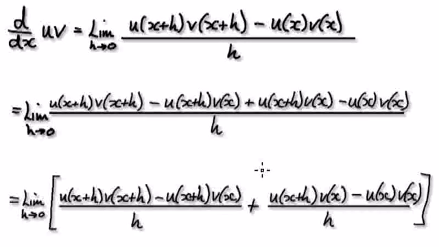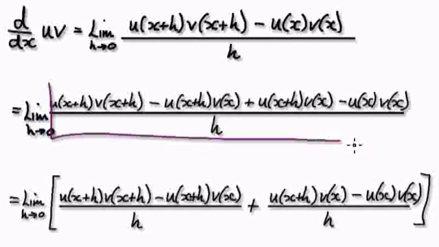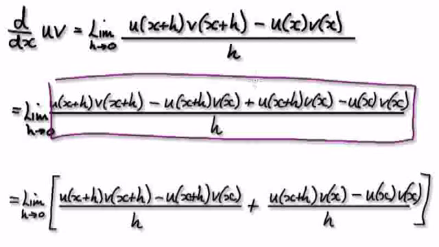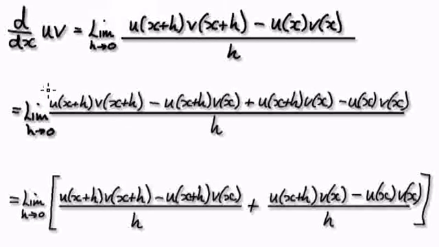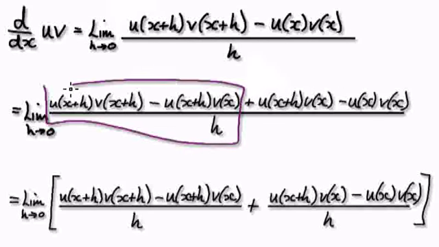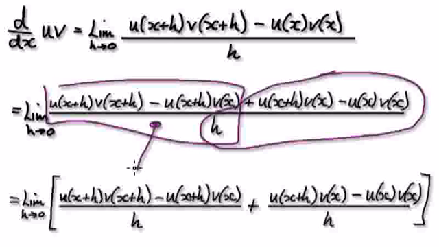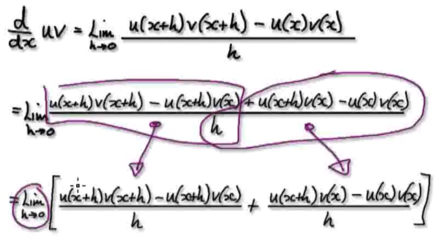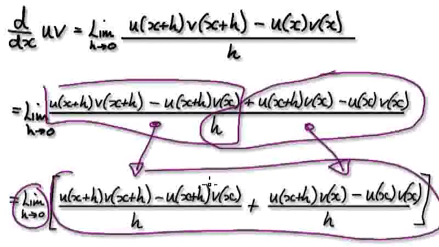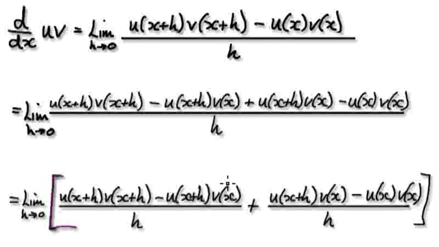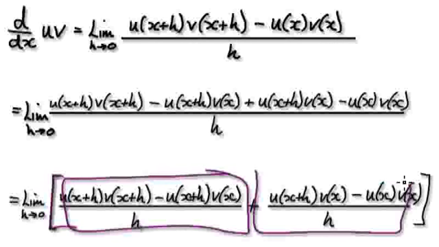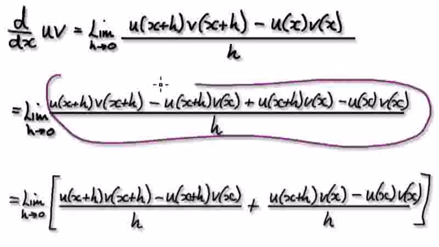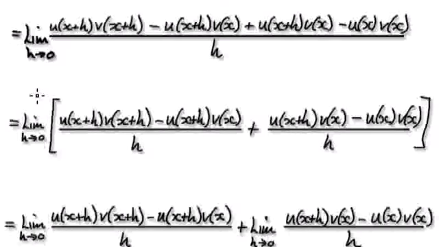Okay, so the next step: at the moment you've got one big fraction here. Let's break this up into two fractions. So this bit here is one fraction, and then this bit here is another fraction. So this fraction here is this here, and this is this fraction here. And don't forget you've got to take the limit of the whole thing. So within this you've got two fractions, one here and one here. It's basically us breaking this thing up into two separate fractions.